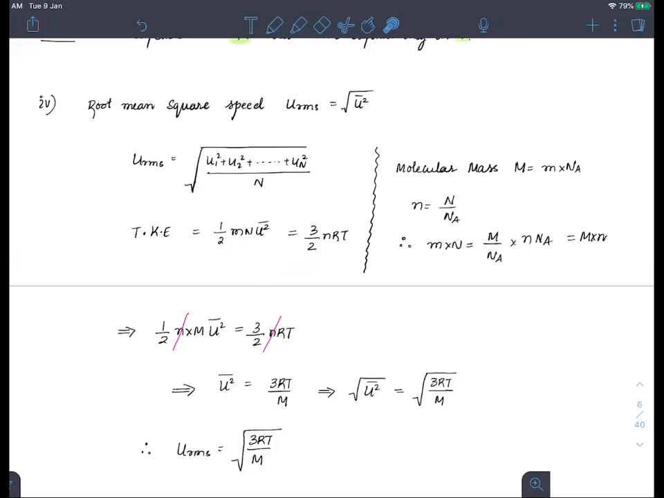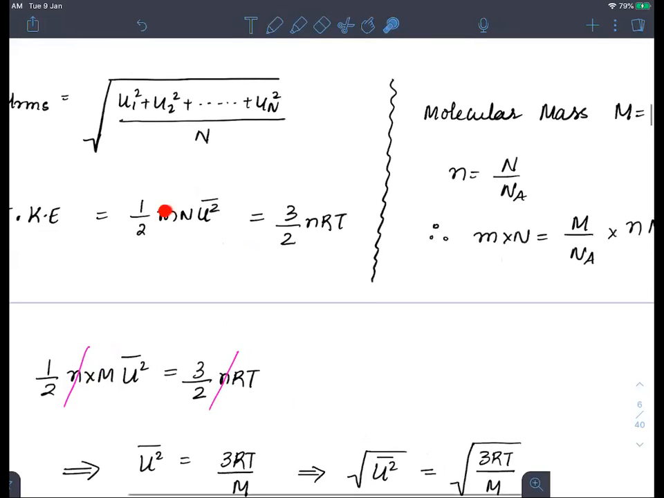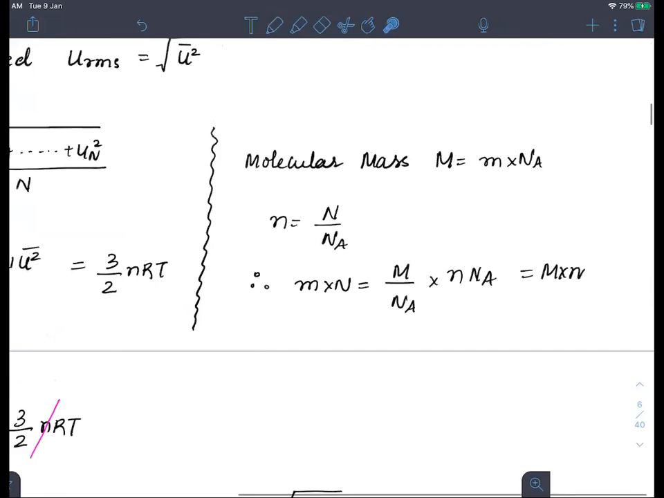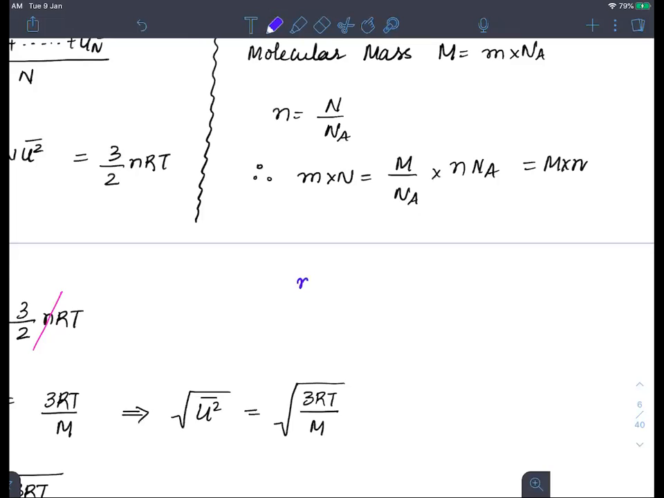If you check it out here, this n will get cancelled. Another important thing is this m into n: this m is the mass of a single particle, and n is the total number of particles. Got it? So using this relation, we can get this. I hope you understand this. Small m into small n can be replaced by M by Na into Na. Where is it coming from? Think this way: number of particles, I can write it as n by Na.